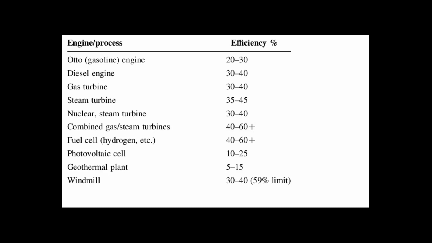So notice diesel engines are between 30 to 40% efficient. A gas turbine is also a similar thing. A steam turbine, a bit more efficient. Later on, we'll learn about gas turbines and steam turbines. A gas turbine turns through the burning of gas, whereas a steam turbine turns by the movement of steam. Then we have nuclear, which is between 30 to 40. And combined gas steam turbines, these are more efficient. And then fuel cells are also more efficient.